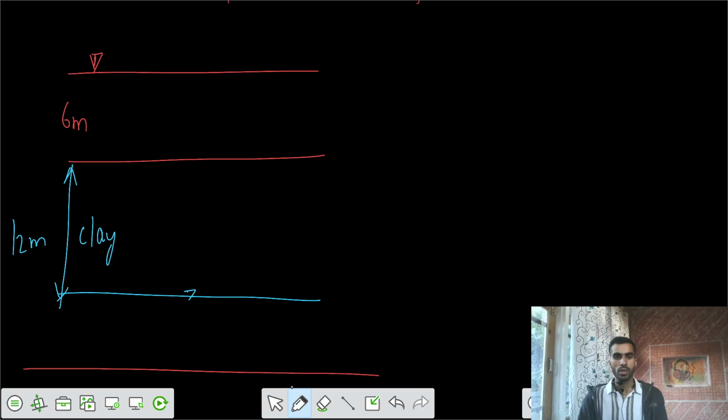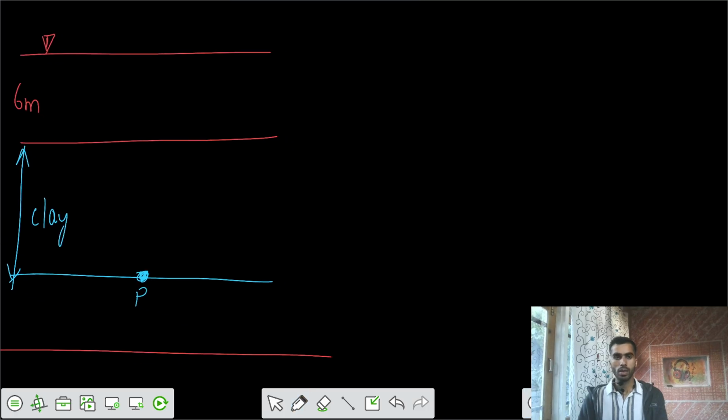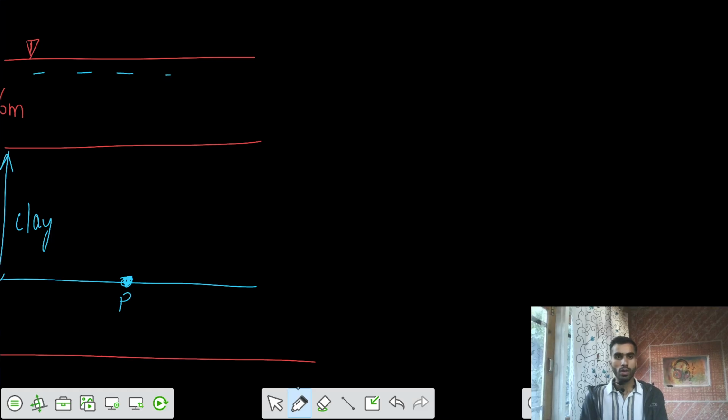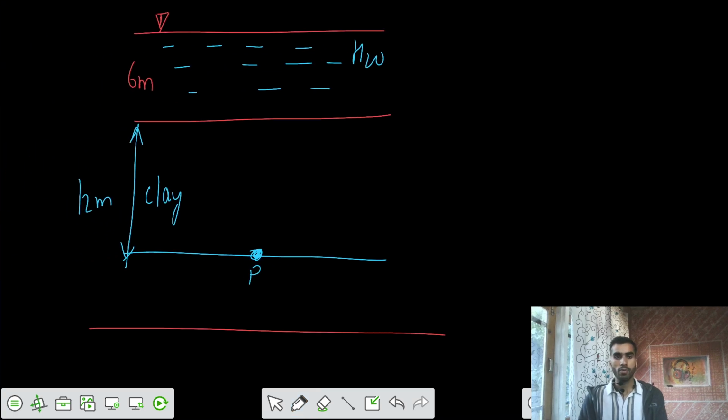So at this location, let's say this is point B, we need to calculate those stresses at this point B. This is only water, and this is soil. So we are having that water for 6 meters and clay for 12 meters. So I would say clay would be saturated. So for that, gamma would be gamma saturated.